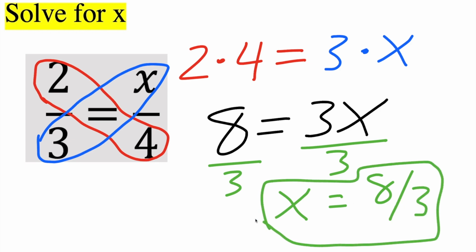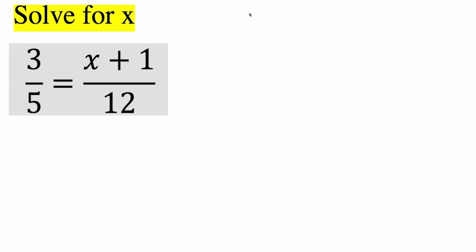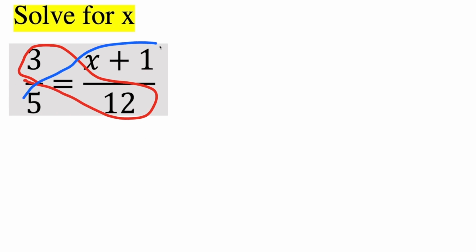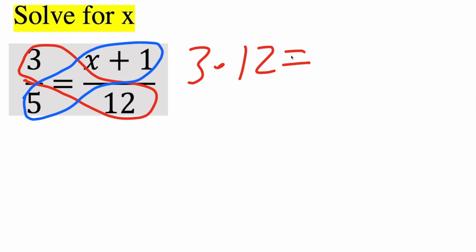One more problem. Alright, this problem is a little bit different, but same procedure. We're going to multiply the diagonal, so 3 times 12, and 5 times x plus 1, this diagonal. So 3 times 12 is equal to 5 times parentheses x plus 1.